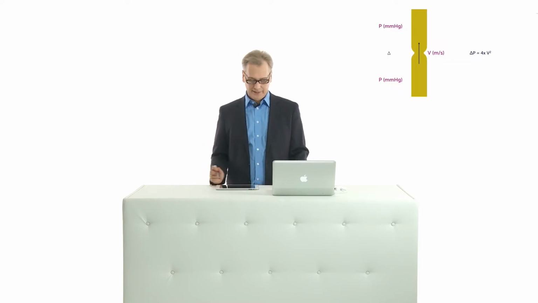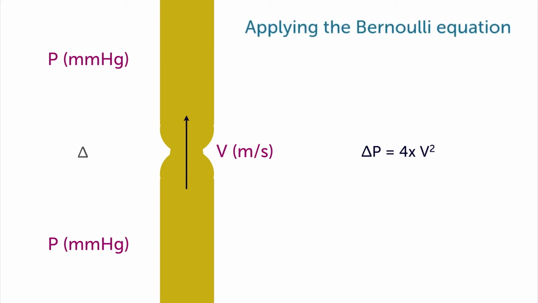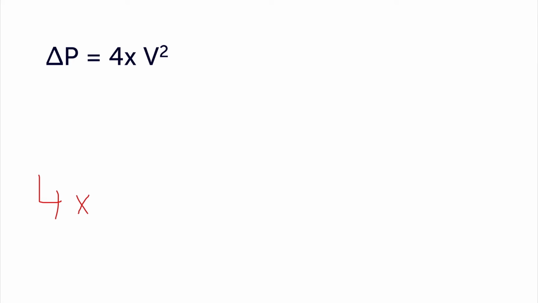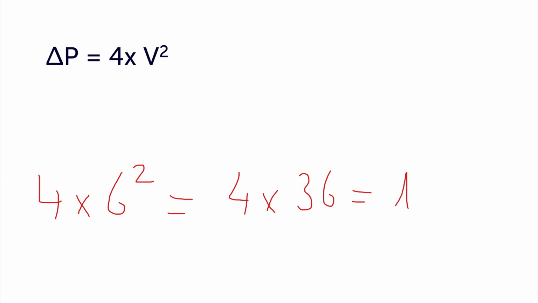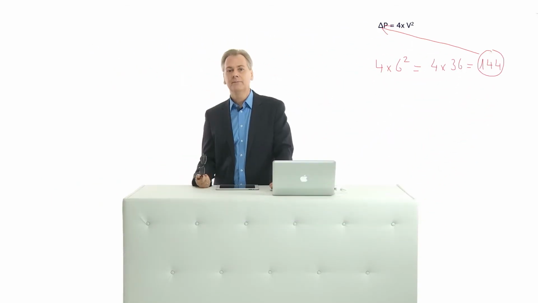Let's go back to this schematic here. This is the stenosis we have. The velocity we measured was 6 meters per second. All we now need to do is plug it into this formula, and we'll do this right away. We have 4 times 6 squared, okay? That would be 4 times 36, which equals 144, okay? So the gradient we get is 144 millimeters of mercury. Simple, isn't it?